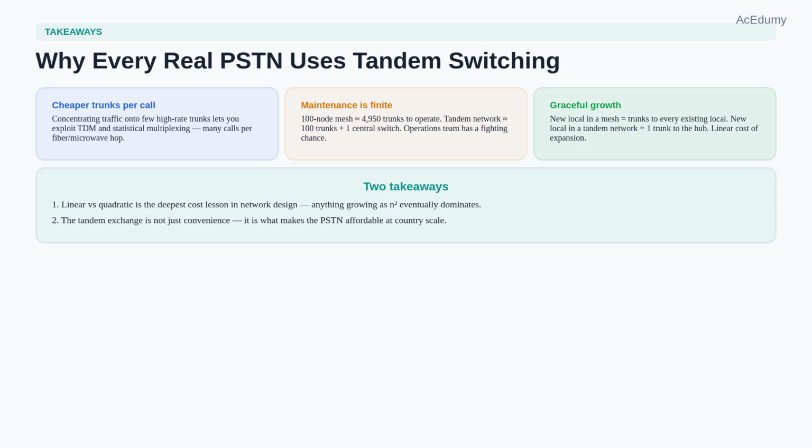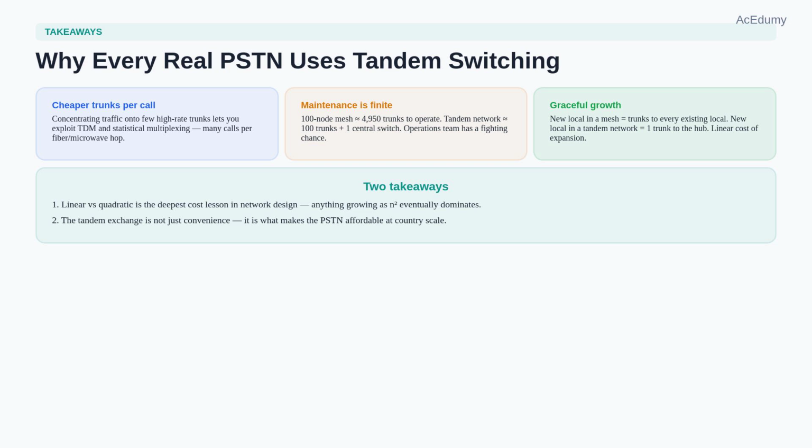3. Growth is graceful. Adding a new local exchange to a mesh means running new trunks to every existing exchange, 10 if you already have 10, 50 if you have 50. Adding a new local exchange to a tandem network means running one trunk to the tandem. That one trunk grows the network by a useful amount.